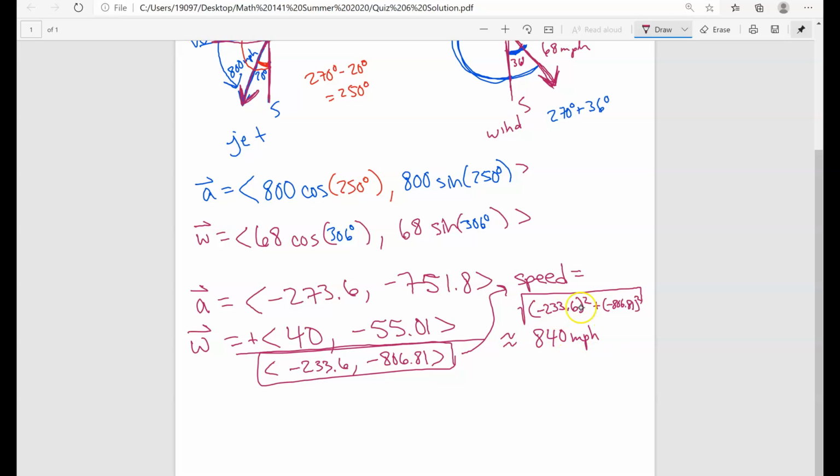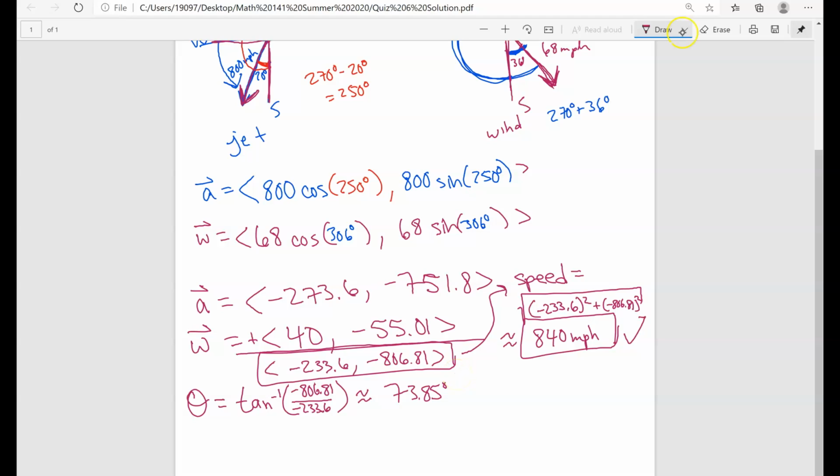Or 839.9. So that's what you end up getting. This will be the speed of the jet, and now all we got to figure out is the direction. So theta in this case is going to be equal to the inverse tangent of the y component, which in this case is negative 806.81, over the x component, which is negative 233.6. And if you do this, you're going to get a positive number, 73.85 degrees.